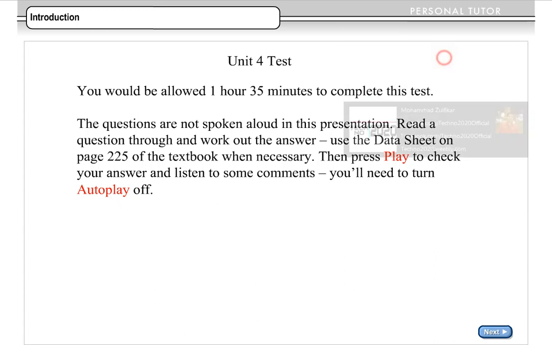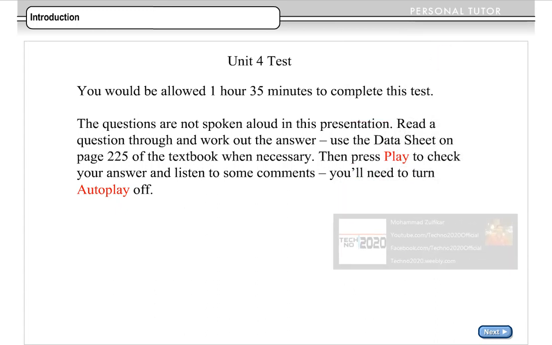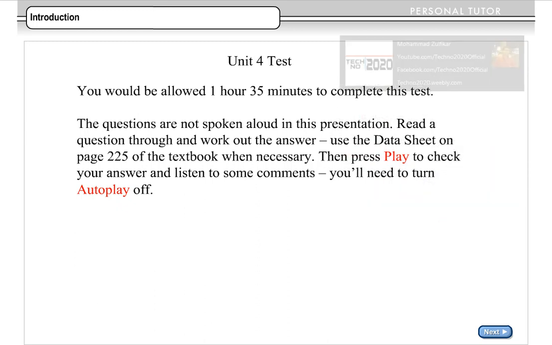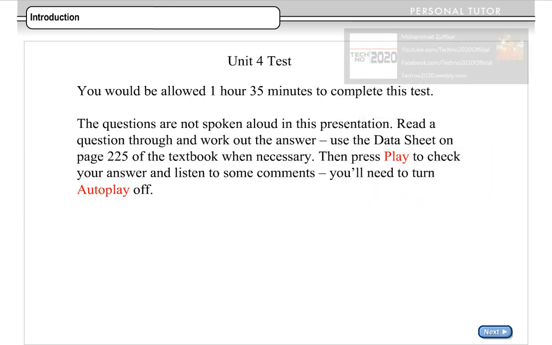The questions are not spoken aloud during the test, only comments on the answers. Read a question through and work out your answer. Use the datasheet on page 225 of the textbook when necessary. Then press play to check your answer and listen to the comments.